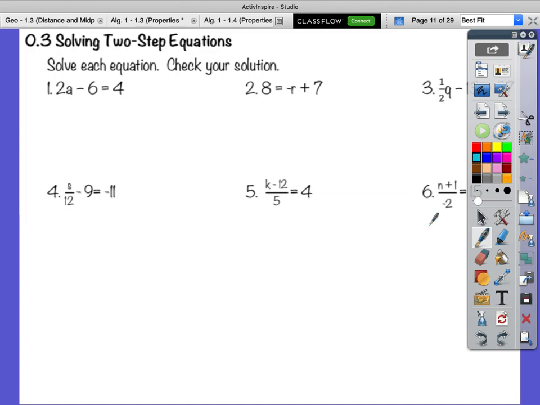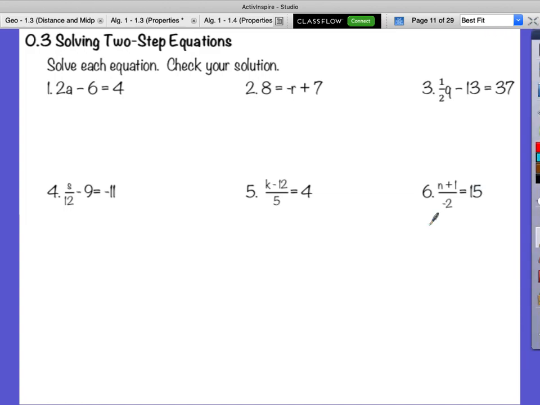Okay, y'all whippersnappers. Anyway, now we're going to go to the bottom of this page. We're going to start solving two-step equations. We call them two-step because how many steps are there? Two. Okay, so 2a minus 6 equals 4. If we look at a, we want to get it by itself. We have two different things happening with a. What's one of them? They're subtracting 6. What's the other thing? Multiplying by 2.